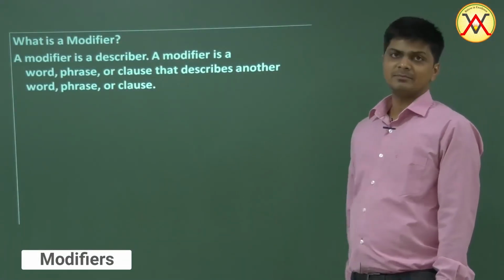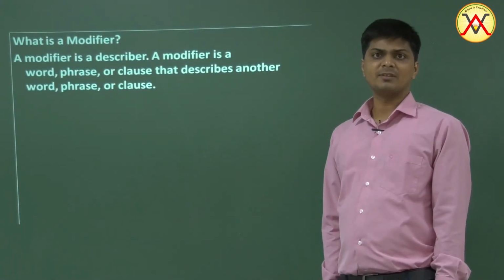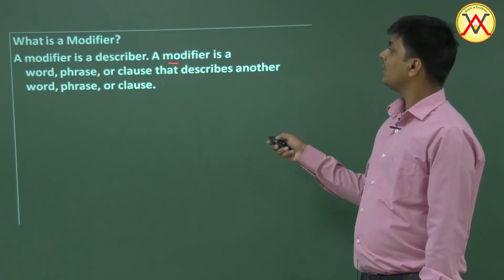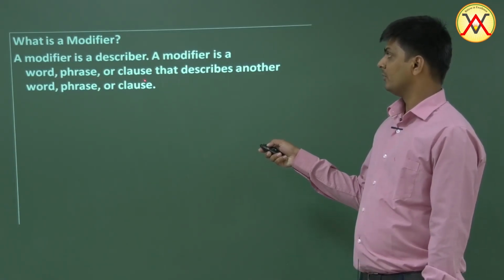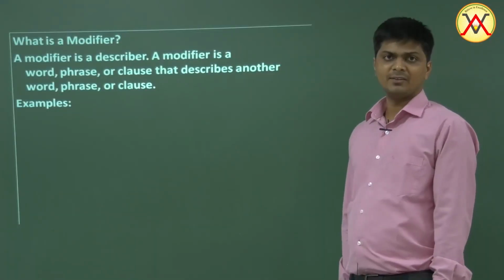What is a modifier? A modifier is basically a describer. It describes something. A modifier is a word, phrase or clause that describes another word, phrase or clause. Let's look at the examples.